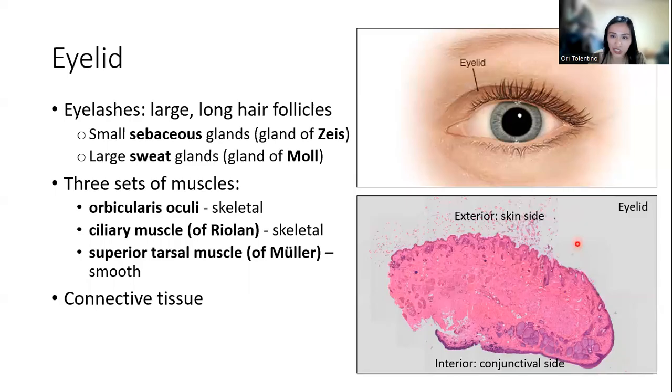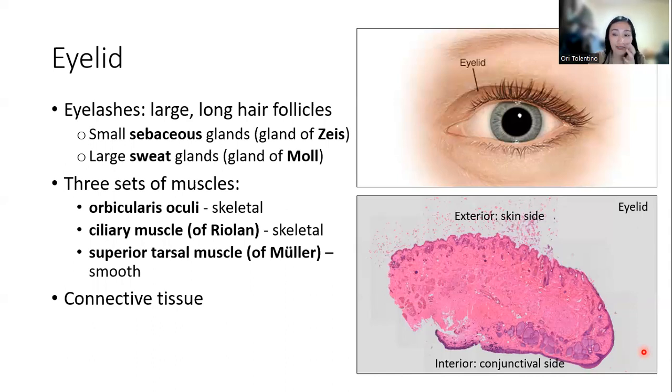At the eyelid margin, you can find your eyelashes. These are large, long hairs with their associated sebaceous glands called glands of Zeis. And there also are large sweat glands called glands of Moll. So remember these three eyelid glands: the tarsal glands, called the meibomian glands, and the two glands near the eyelashes, the glands of Zeis, which are sebaceous, and the glands of Moll, which are sweat glands.